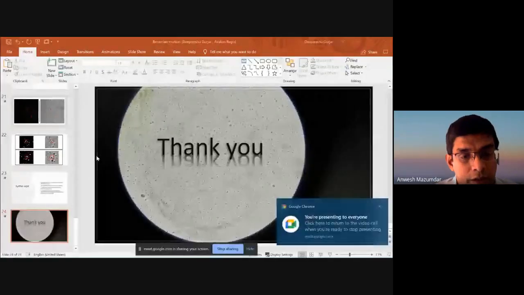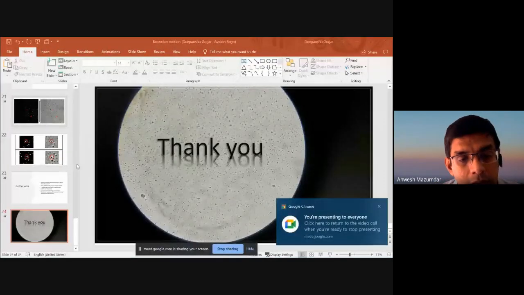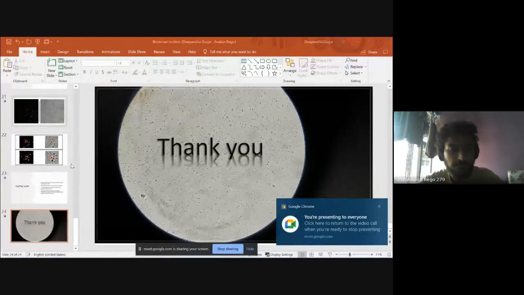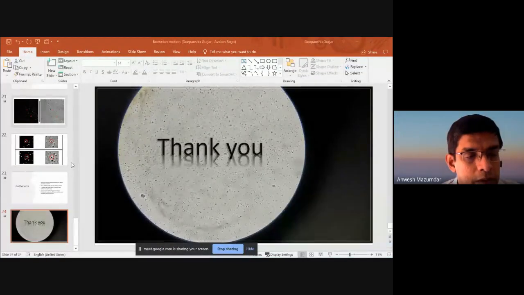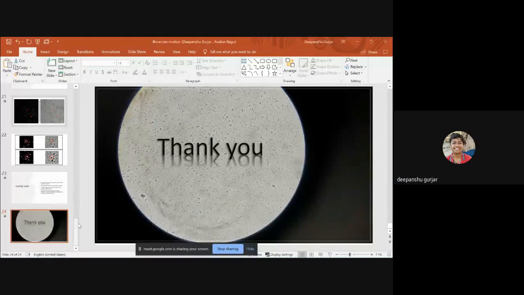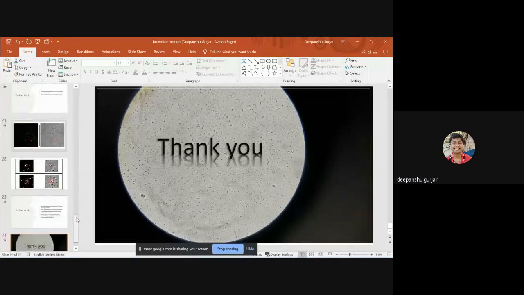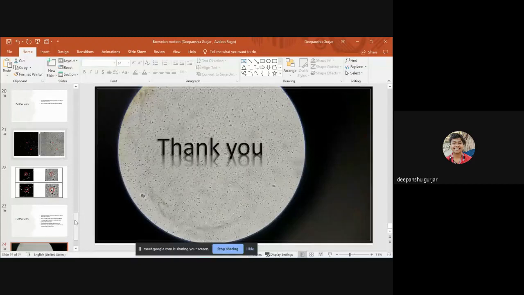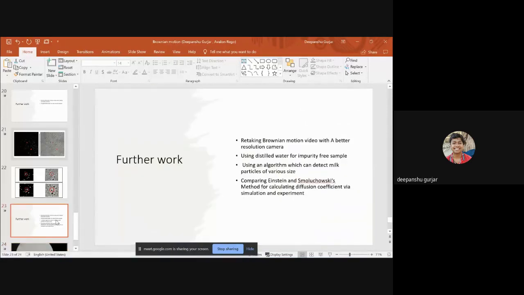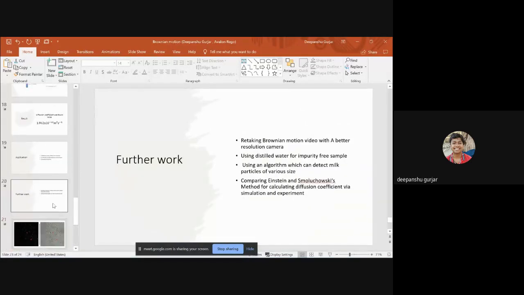Yeah, you found some value of the diffusion coefficient, right? Yes, sir. Did you compare it with some other measured values? Actually, the paper which we referred to, they had calculated the value. The order was 10 to the power minus 12. We are getting 10 to the power minus 11 here.